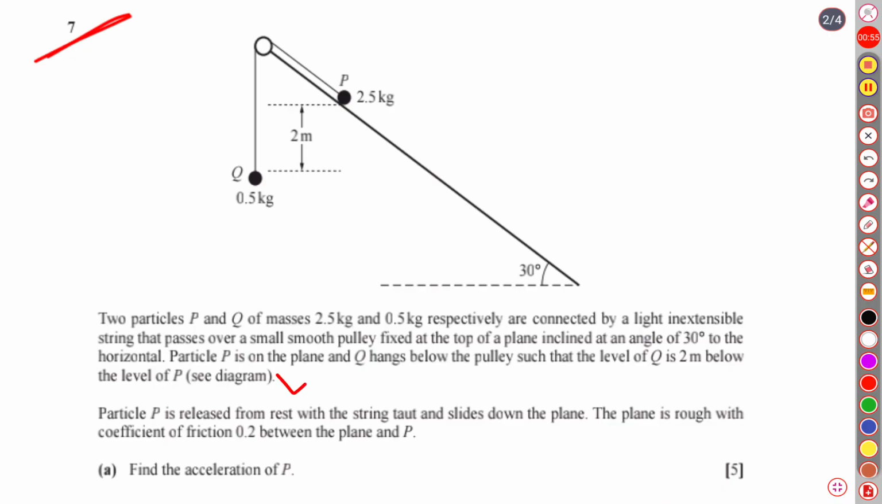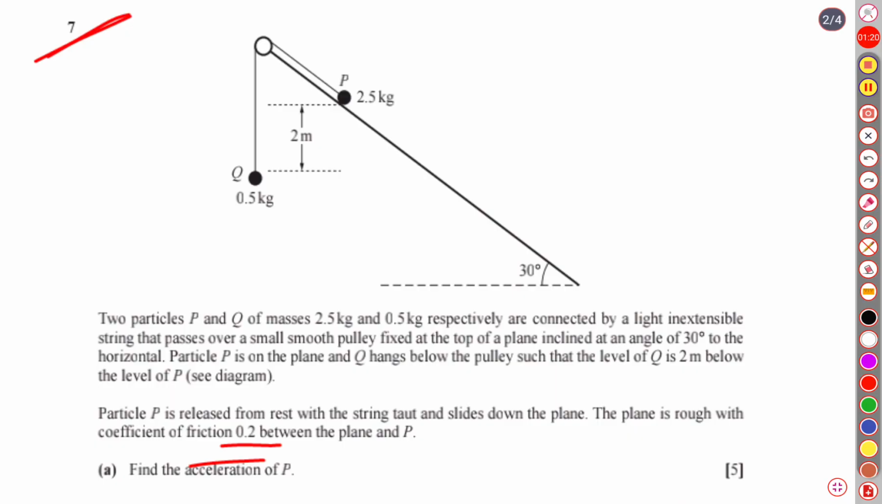They told us to see the diagram. Okay, we can see this from the diagram. Particle P is released from rest with the string taut and slides down the plane. The plane is rough with coefficient of friction 0.2 between the plane and P. And the first question asked us to find the acceleration of P. We are going to find acceleration.